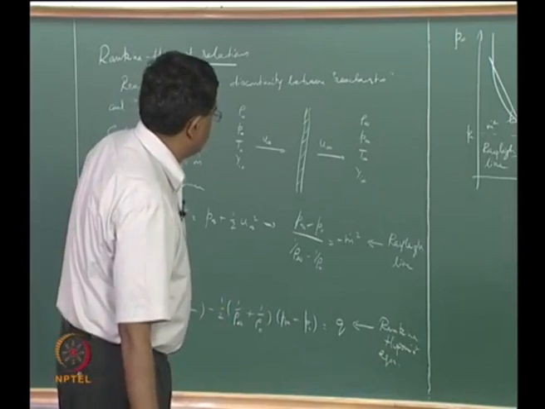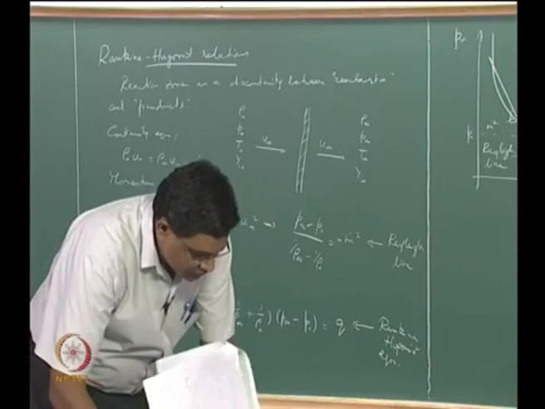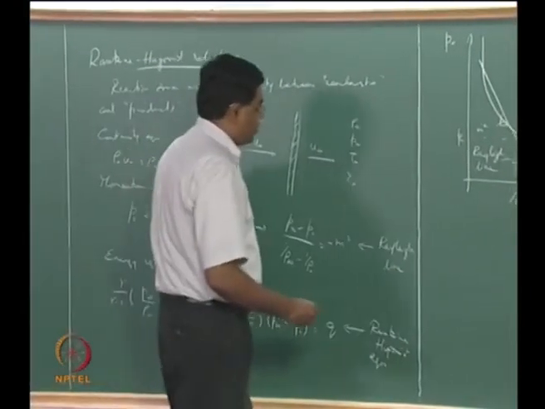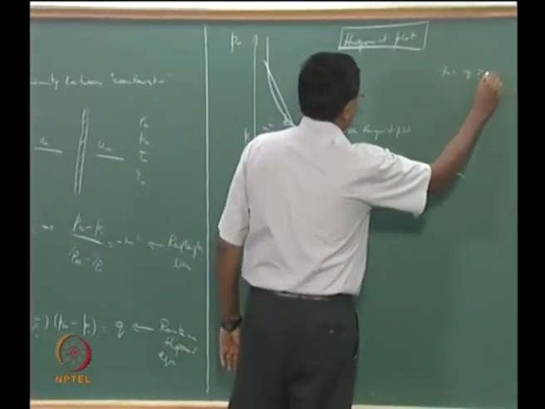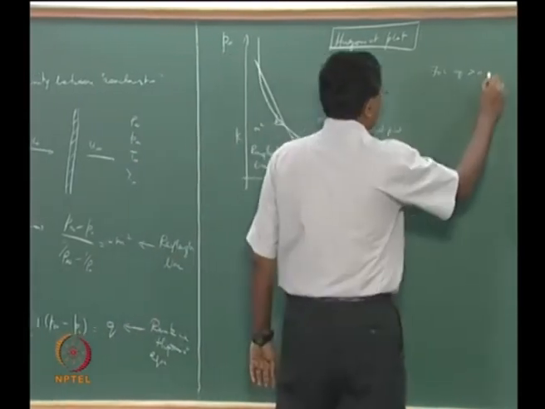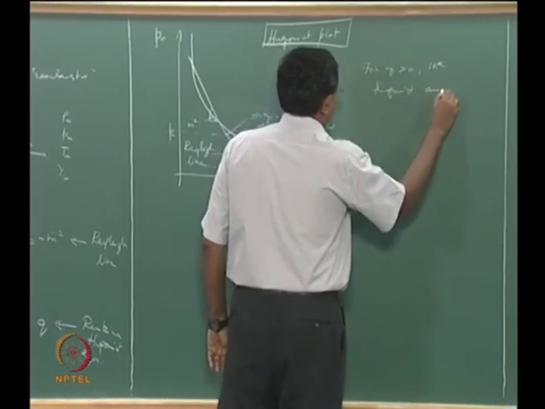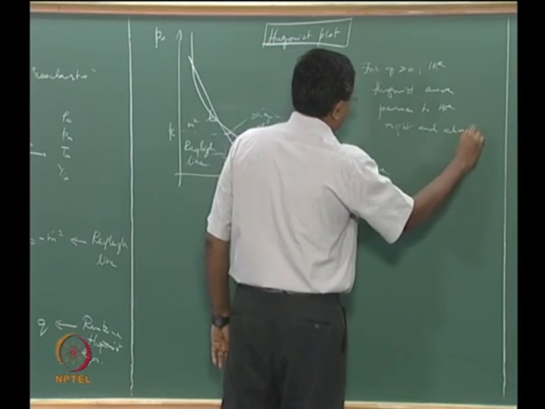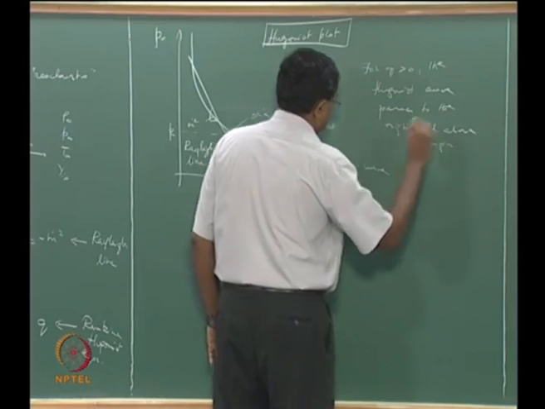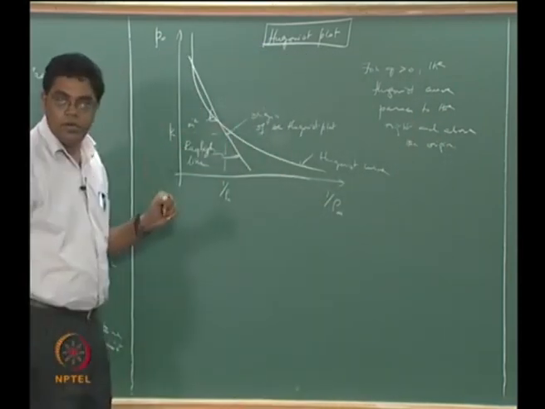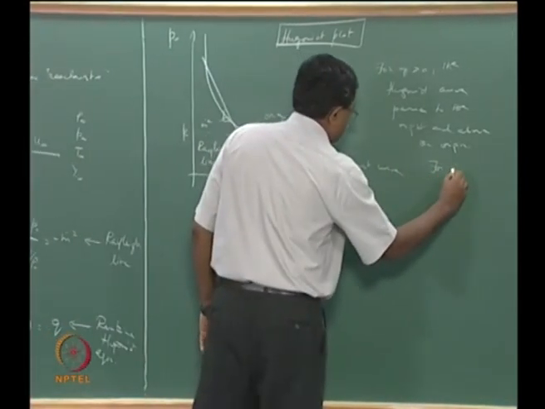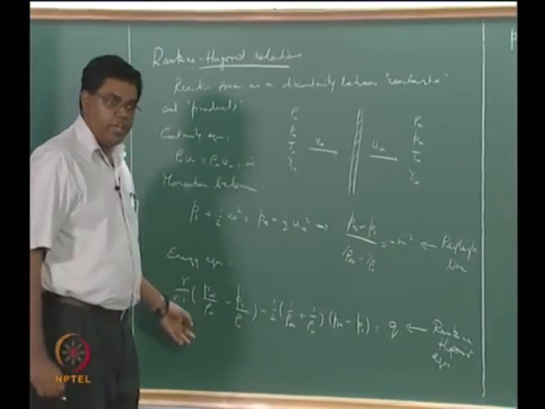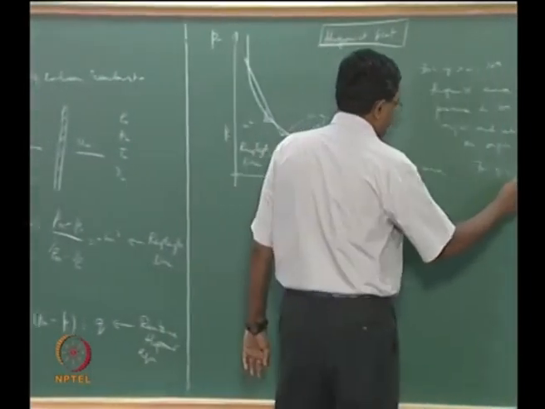The first thing that we notice is, if your Q is greater than 0, the Hugoniot curve passes to the right and above the origin. For Q equal to 0, you could also check this if you want by plugging in values for P infinity and rho infinity. For Q equal to 0, the Hugoniot curve would pass through the origin.